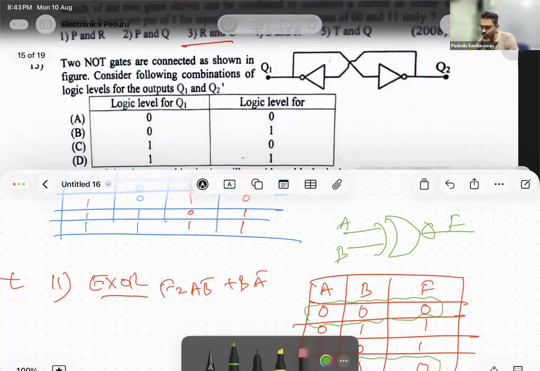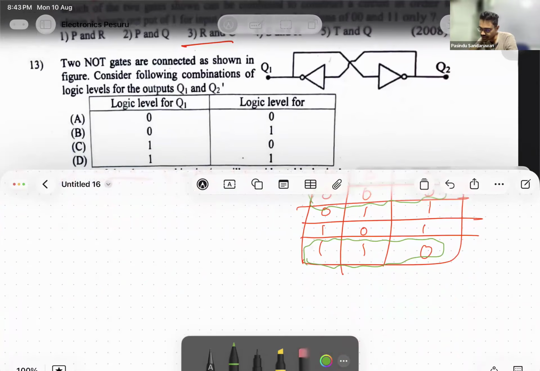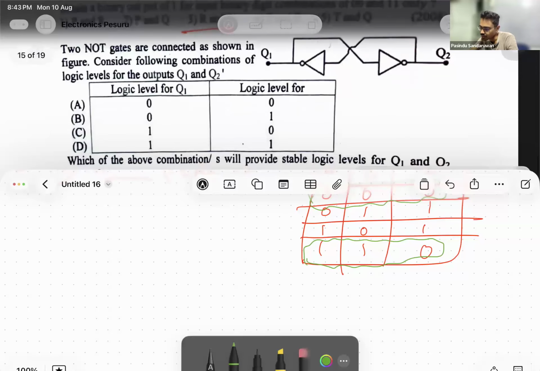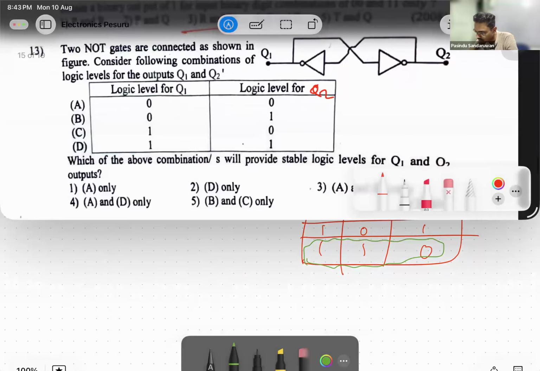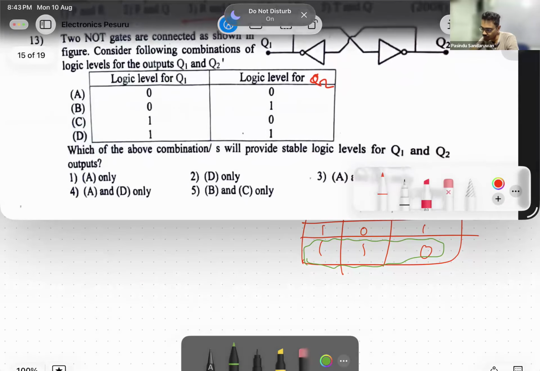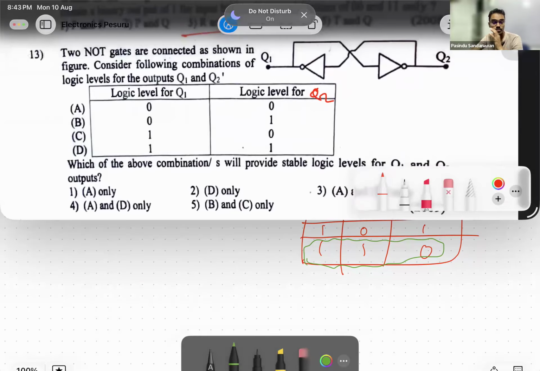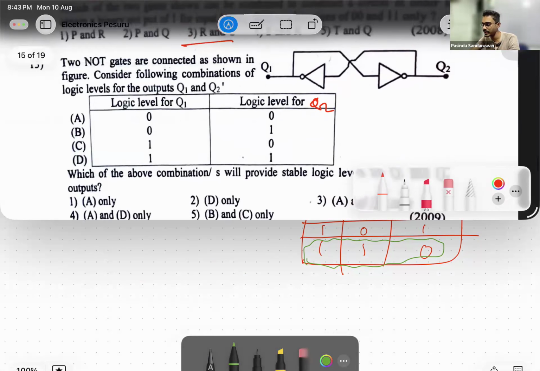13. Two NOT gates are connected as shown in the figure. Consider the following combinations of logic levels for the outputs Q1 and Q2. Which of the above combinations will provide stable logic levels for Q1 and Q2 outputs? Stable means they should be valid without being invalid.